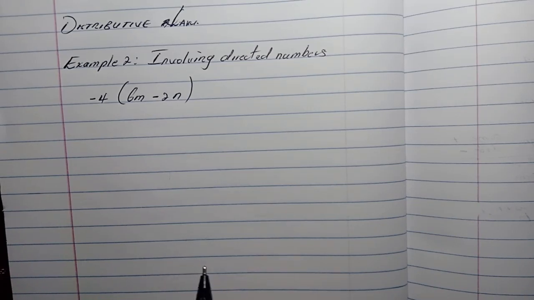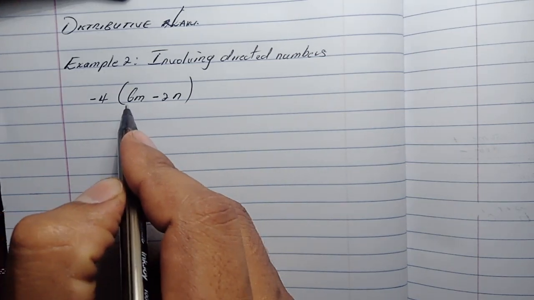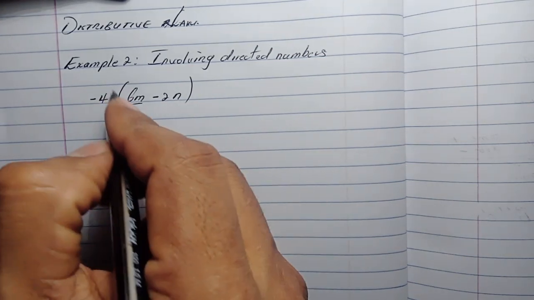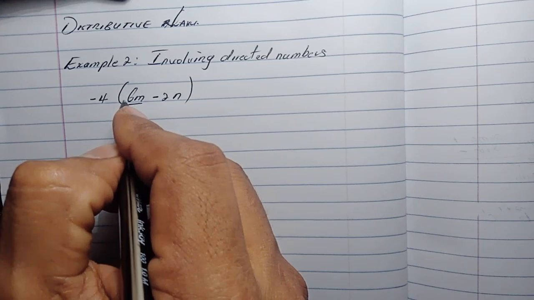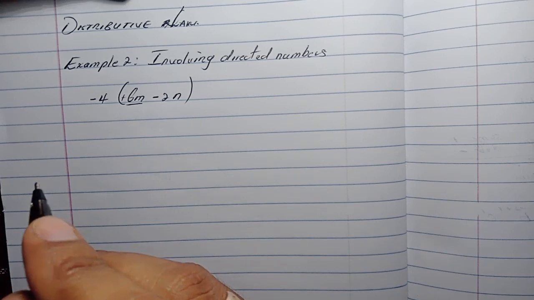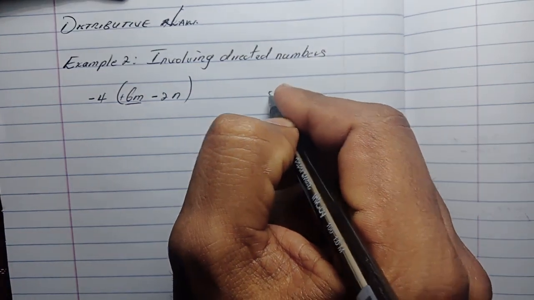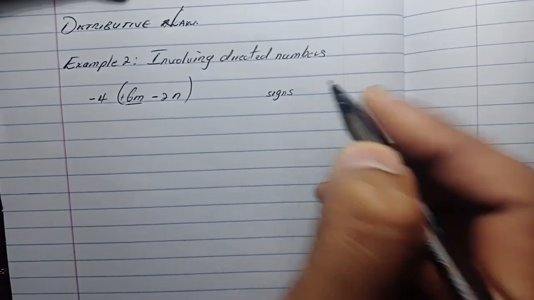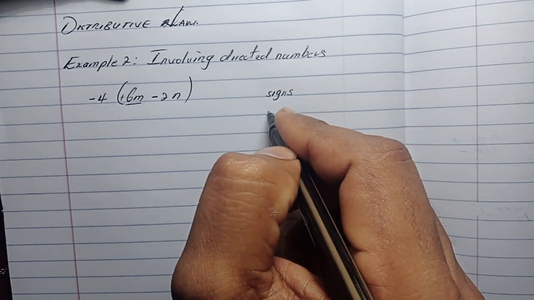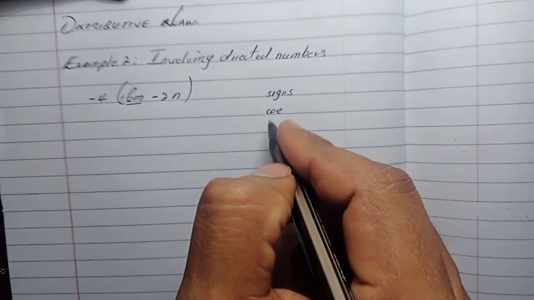The second example of our distributive law involves directed numbers. So we can see our expression right here. If we identify one of the terms that we have here, first of all, it should be known that the sign in front is a positive. So when we are going to do our multiplication later on, we'll first of all have to deal with the signs, and then we're going to deal with the coefficients, which are also called the numbers, and next we're going to have to deal with the variable.